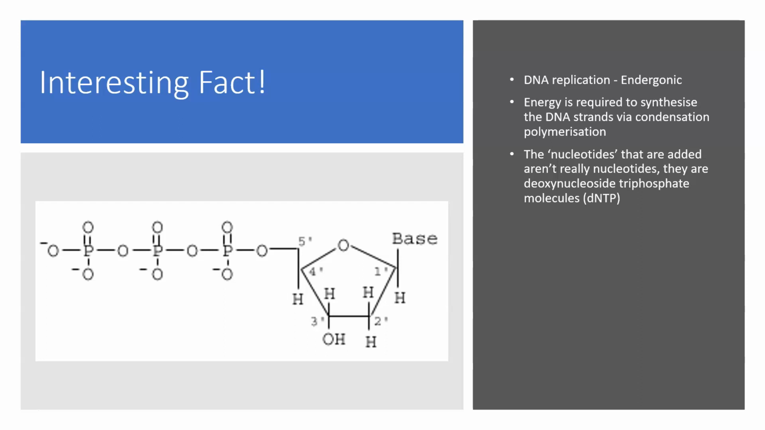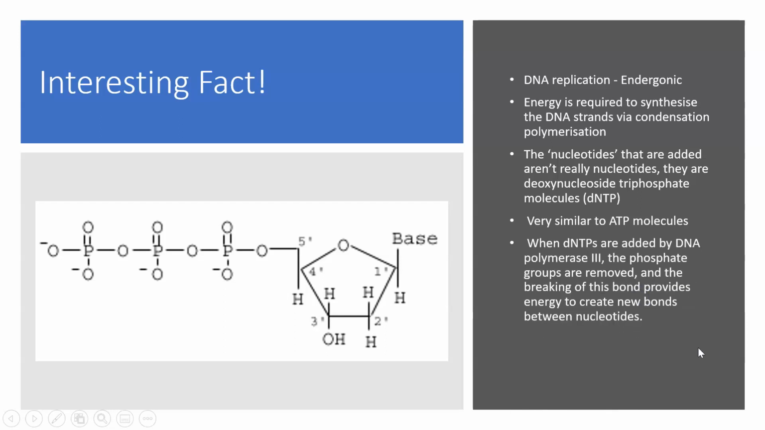So the nucleotides, they're not actually nucleotides. They are deoxynucleoside triphosphate molecules, dNTPs. We've got triphosphate there, very similar to ATP molecules. So when our dNTPs are added by DNA polymerase 3, the phosphate groups are actually removed. And the breaking of this bond provides energy to create the new bonds between the nucleotides.